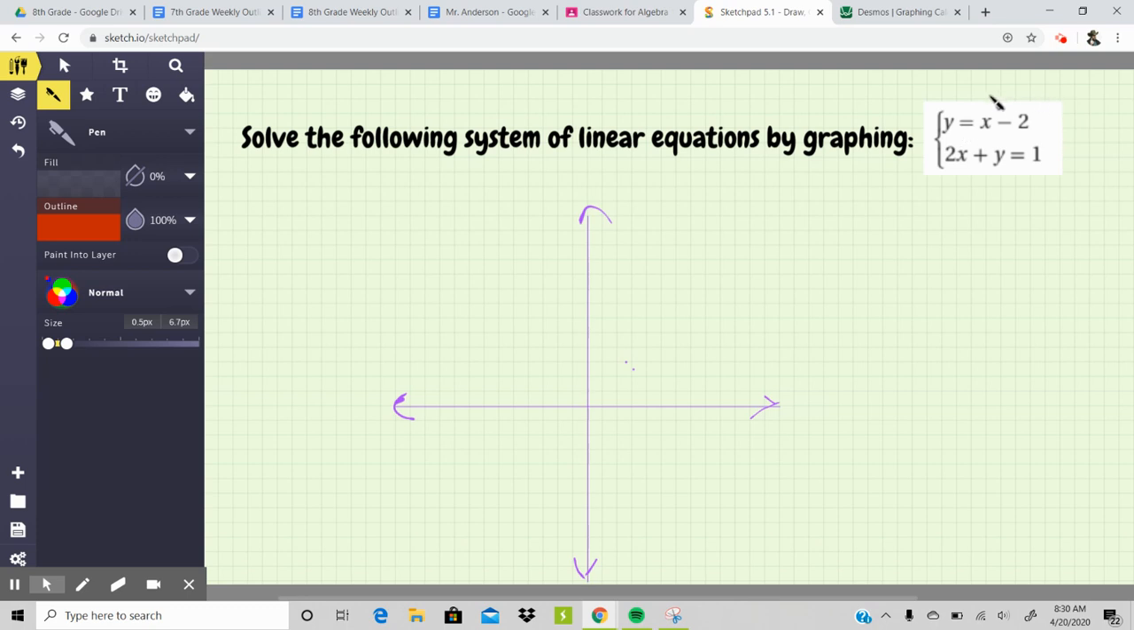So first I'll just graph this first one. This one, y equals x minus 2. Not too bad. It's in slope-intercept form for us, so I could just go find -2. That's my y-intercept. Whoops, I'm bad at controlling the keypad sometimes.